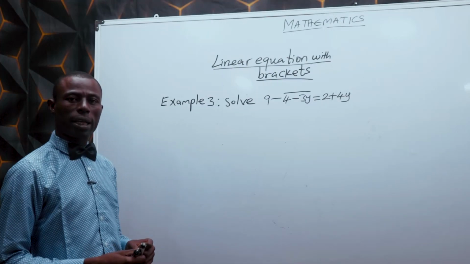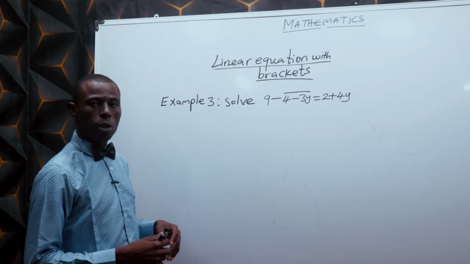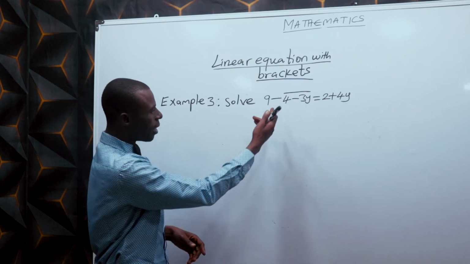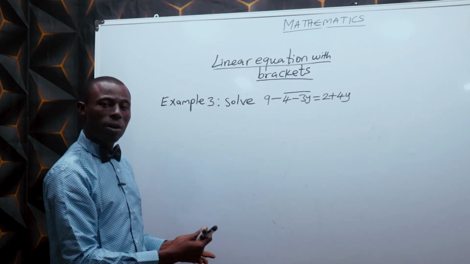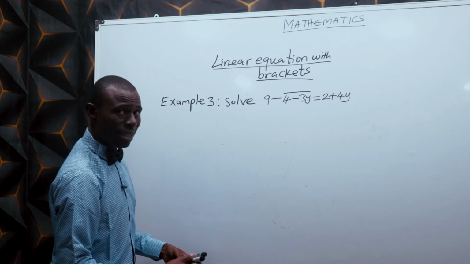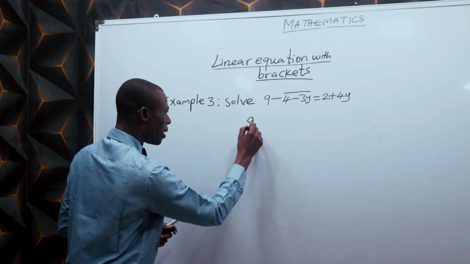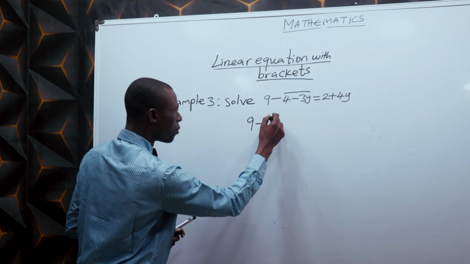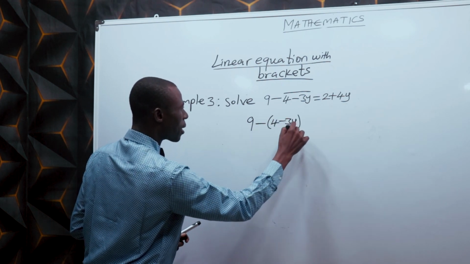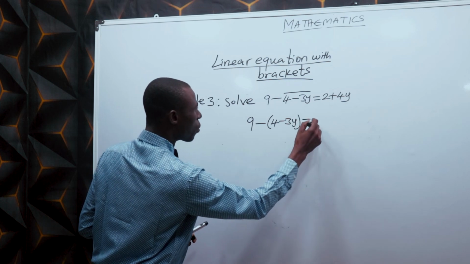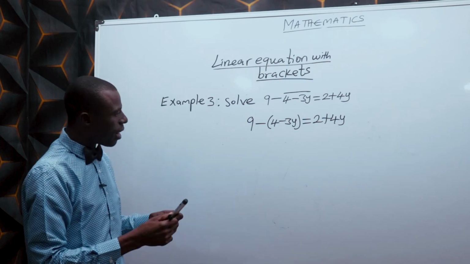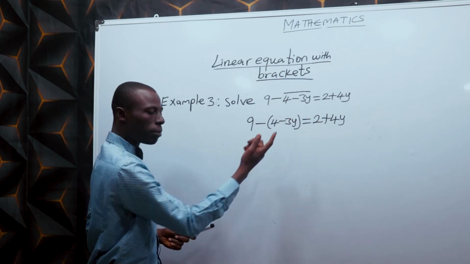Let's consider example 3 under this same subheading. You can see in this example 3, you see something like bar over -4, -3y. That bar is the same thing as bracket. It's interpreted as 9 negative open bracket 4 minus 3y close the bracket equals 2 plus 4y. So please don't forget, wherever you see something like that, it means brackets.